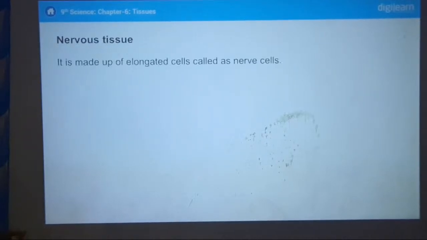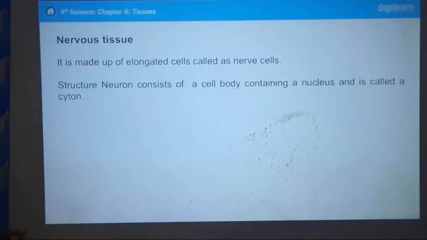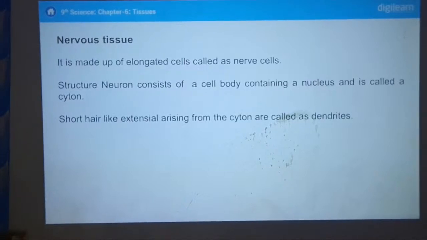Nervous tissue. It is made up of elongated cells called nerve cells. Structure of a neuron: it consists of a cell body containing a nucleus, called the cytosol. Short hair-like extensions arising from the cytosol are called dendrites. The long tail-like extension of the cytosol is known as the axon.